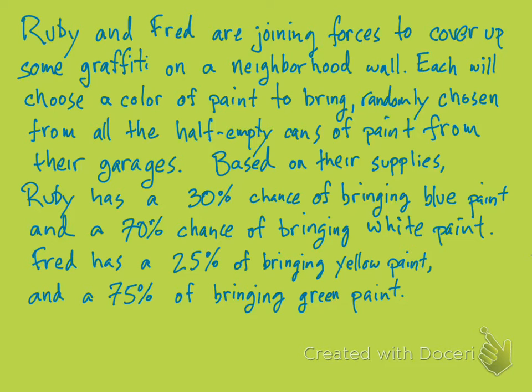Ruby and Fred are joining forces to cover up some graffiti on a neighborhood wall. Each will choose a color of paint to bring, randomly chosen from all the half-empty cans of paint from their garages. Based on their supplies, Ruby has a 30% chance of bringing blue paint and a 70% chance of bringing white paint. Fred has a 25% chance of bringing yellow paint and a 75% chance of bringing green paint. All right, so that's a lot of information.